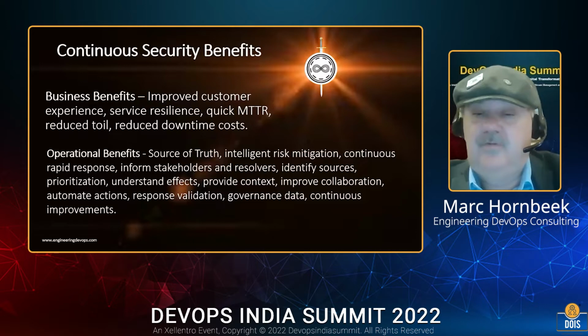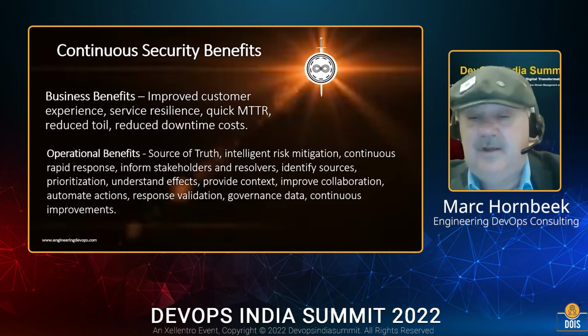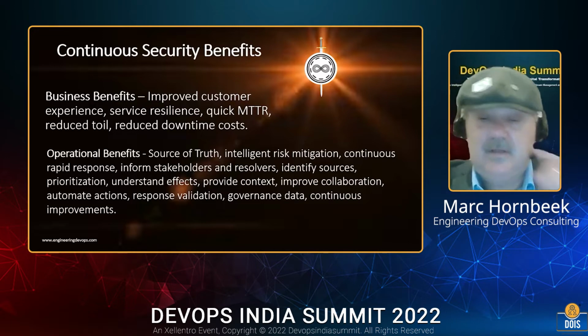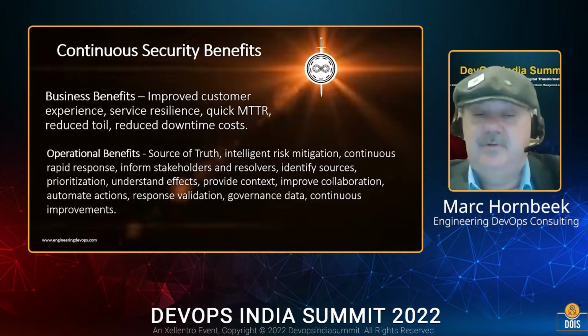This enables more informed and intelligent risk mitigation strategies, which in turn enables a more seamless response from resolvers across the value stream. It's quicker to identify the source of security problems, understand the effects, provide context, and improve collaboration between development, operations, and security teams. The consolidated security data can be used for automating resolution actions, validating solutions, governance practices, and be a basis for continuous improvements. At the business level, the operations benefits enable the organization to be more responsive to security concerns, thus enhancing customer experiences, service resilience, reduced operations toil, and reduced cost caused by security events.